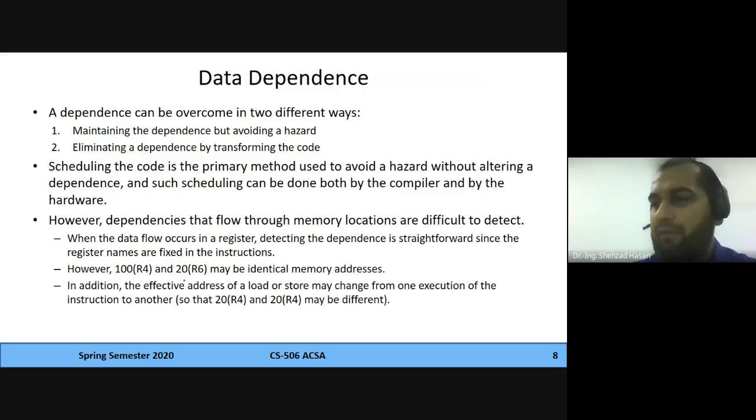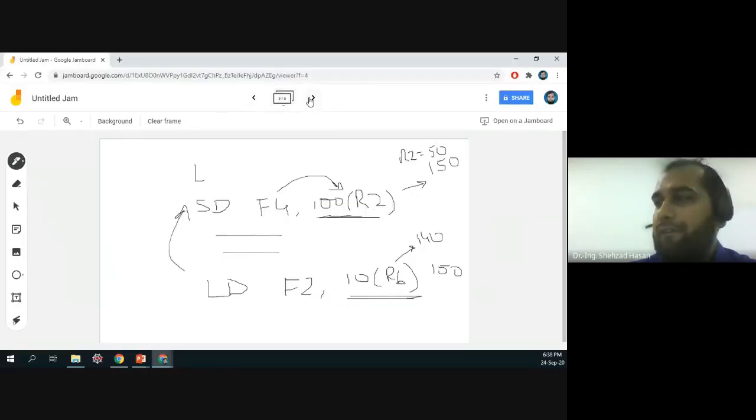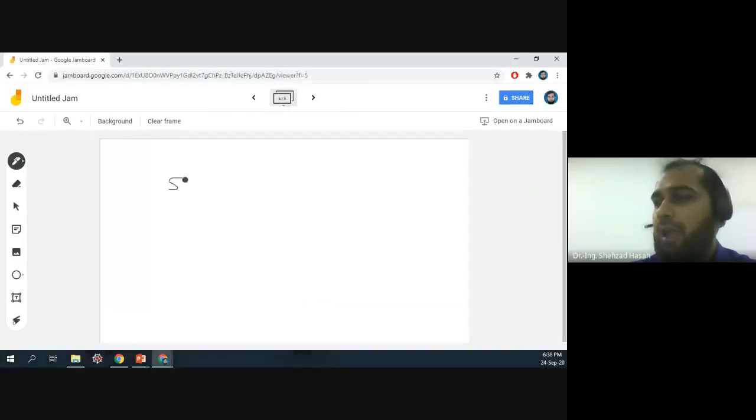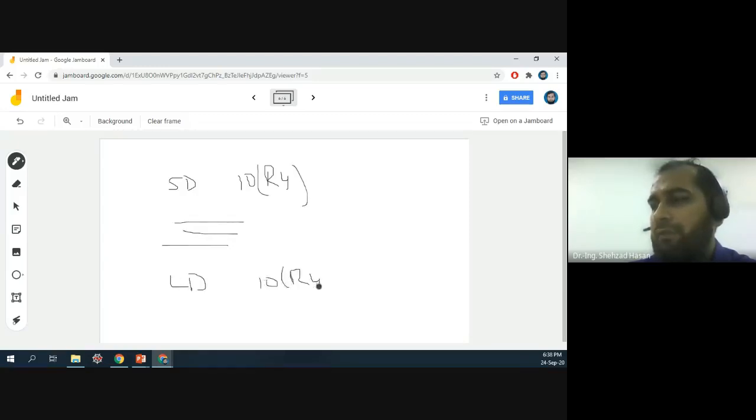And this can also happen when you have two memory locations which are exactly the same, but you don't know whether they are actually going to be the same. So this can also happen that you have a store happening to a memory location, say 10(R4), right? And later on you are loading some value from 10(R4). So actually it looks like they are the same thing, but at compile time you don't know whether they are actually the same thing.